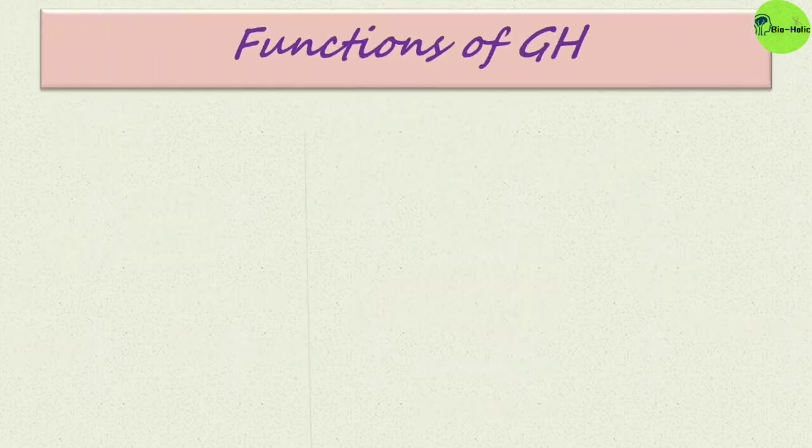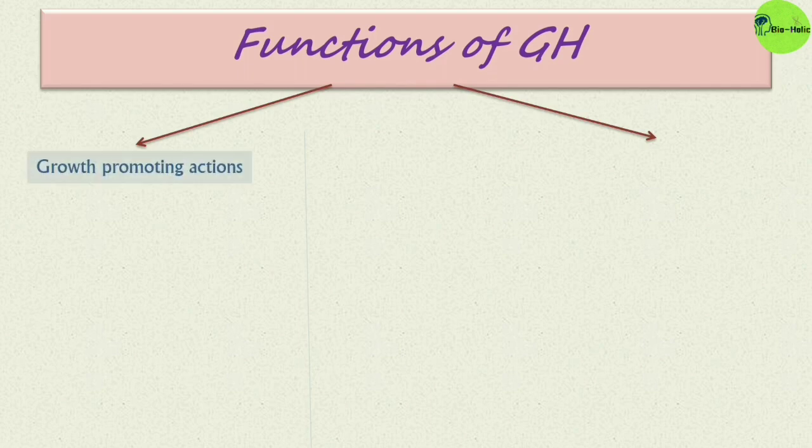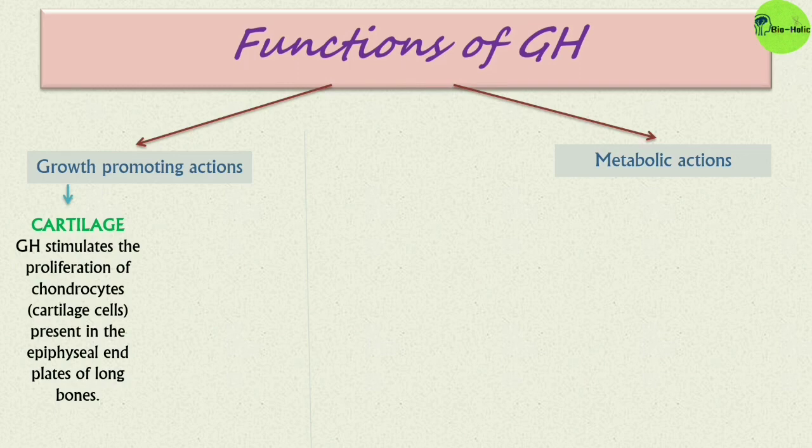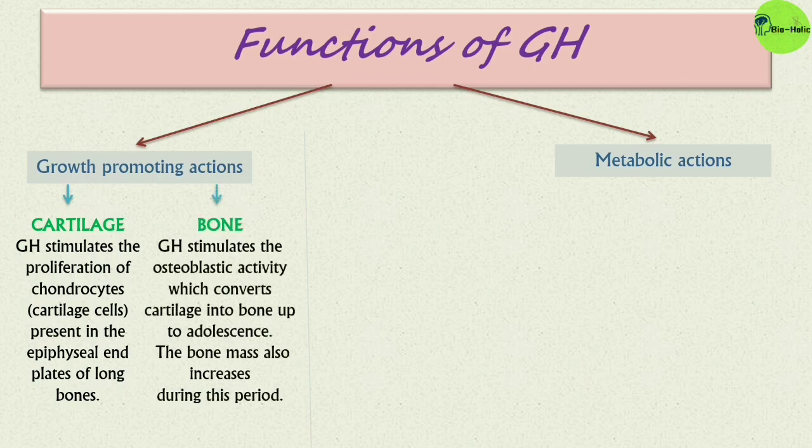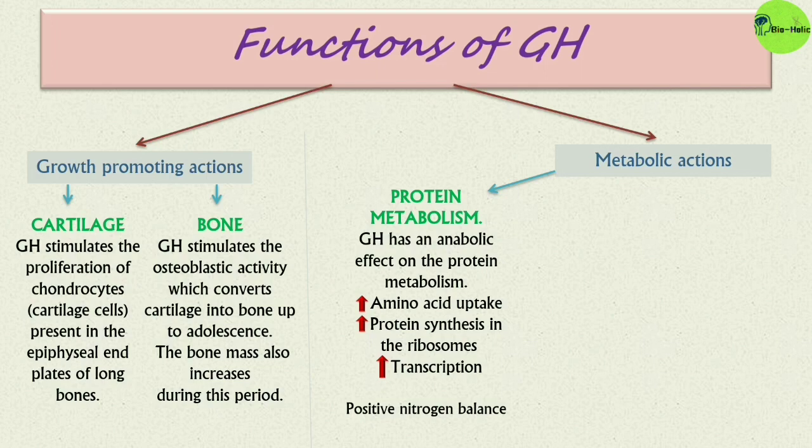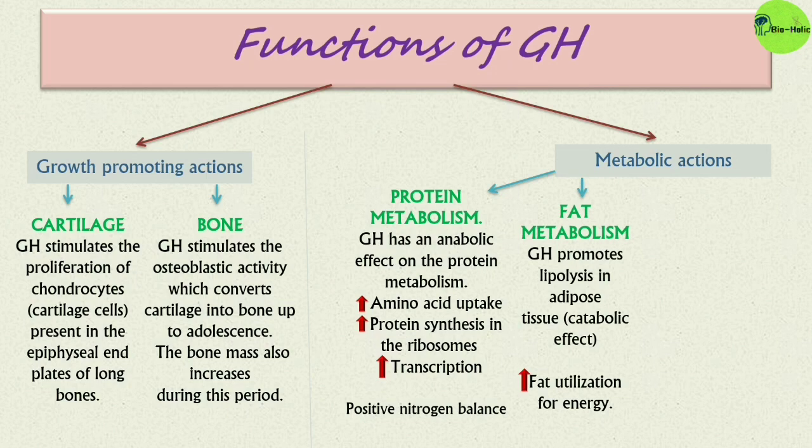Coming to the functions of growth hormone. Growth hormone has both growth promoting actions and metabolic actions. In cartilage, growth hormone stimulates the proliferation of chondrocytes present in the epiphyseal end plates of long bones. And in bones, growth hormone stimulates the osteoblastic activity which converts cartilage into bone up to adolescence. The bone mass also increases during this period. In protein metabolism, growth hormone has an anabolic effect. It increases amino acid uptake, increases protein synthesis, and also increases transcription. So, it has a positive nitrogen balance.